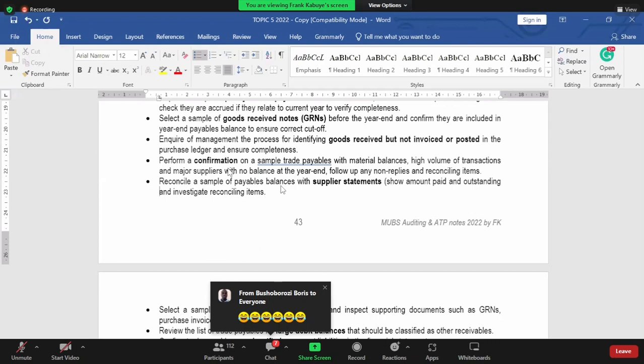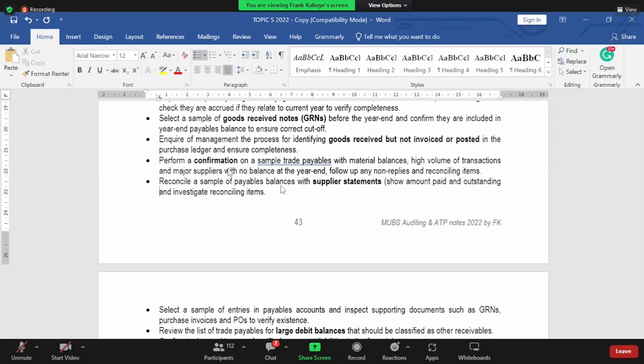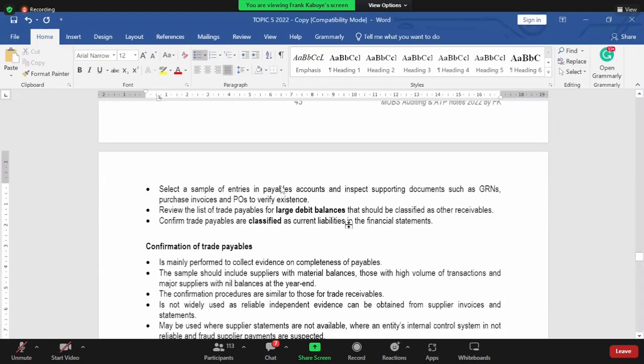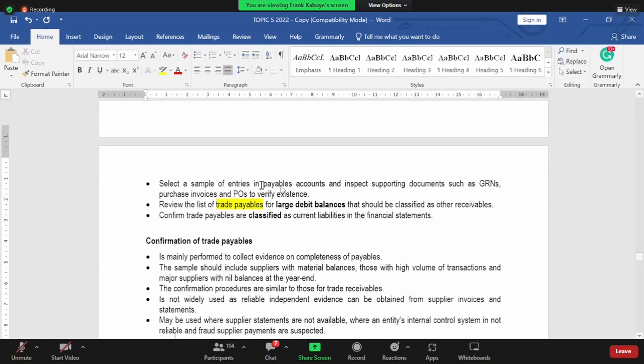We've already talked about all this. So that is it. Then you must confirm that the trade payables are classified as current liabilities in the financial statements. That's an obvious one. Then for these trade payables also, they can have a debit balance. For example, if you pay a lot of money to a supplier and he must refund it, you'll have a debit balance in his account instead of a credit balance. So those are the tests. Confirmation of trade payables is the same as confirmation of debtors. You go through this.